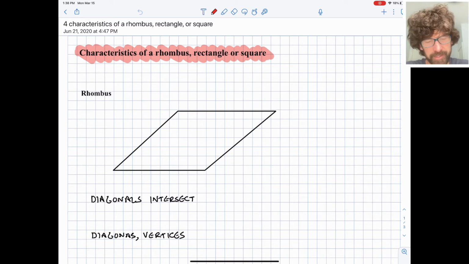All right, this is a video for geometry. We will be looking at characteristics of a rhombus, rectangle, and square. Let's start off with a rhombus.